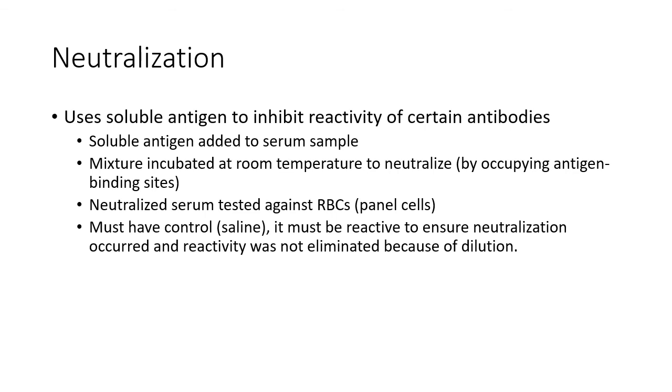We briefly mentioned this technique called neutralization, where we talked about Lewis. Neutralization uses soluble antigen to inhibit the reactivity of certain antibodies. So you should have a positive reaction before you neutralize the antibody. Once you neutralize the antibody, you should have a negative reaction. Soluble antigen is added to the patient's serum, mixed, and incubated at room temperature to neutralize, and then the neutralized serum is tested against panel cells. You have to have a saline control. The saline control is going to be reactive because you have not neutralized it.